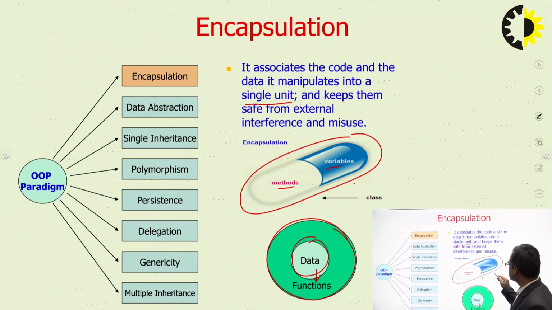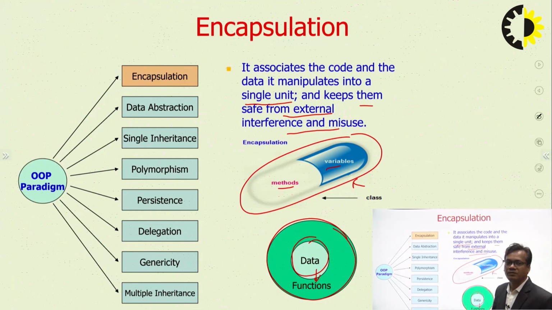So this is a complete class, and the attributes and functionality of the class are a form of encapsulation. It keeps them safe from external interference and misuse, because the outside world cannot interact directly with this class or its methods. So this is also a safety feature of object oriented programming.